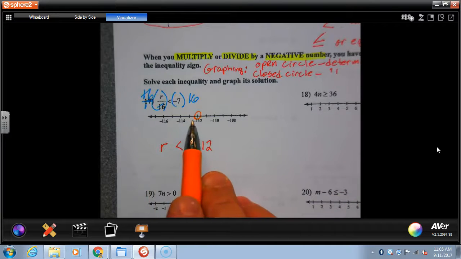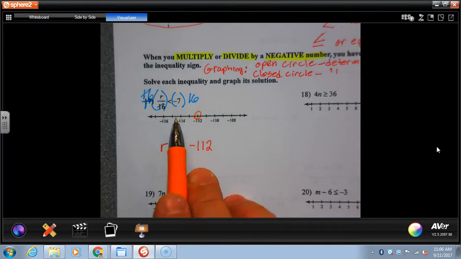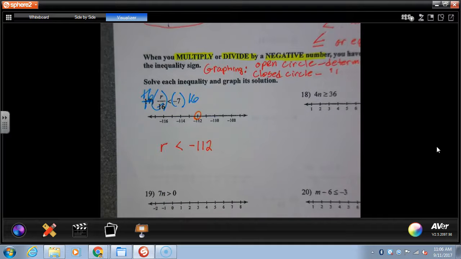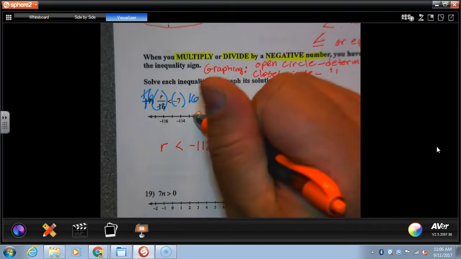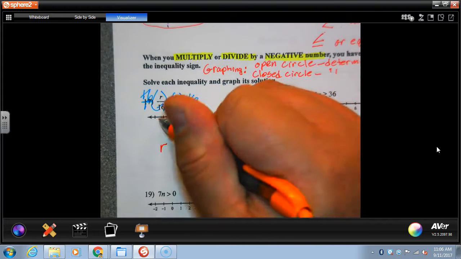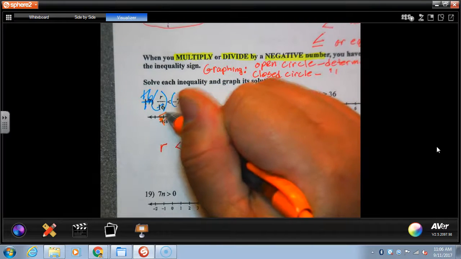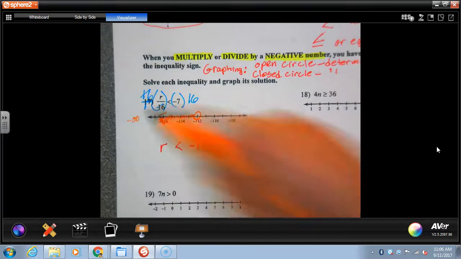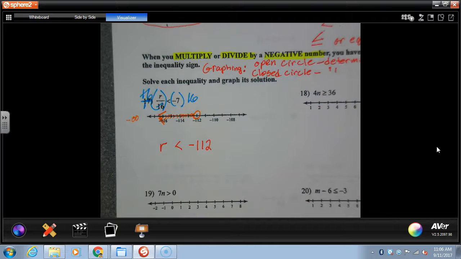Do I want to shade the left side of my number line or the right side? The left. I want all of those numbers less than negative 112. Okay, this goes out to negative infinity. And that's my graph of r less than negative 112.